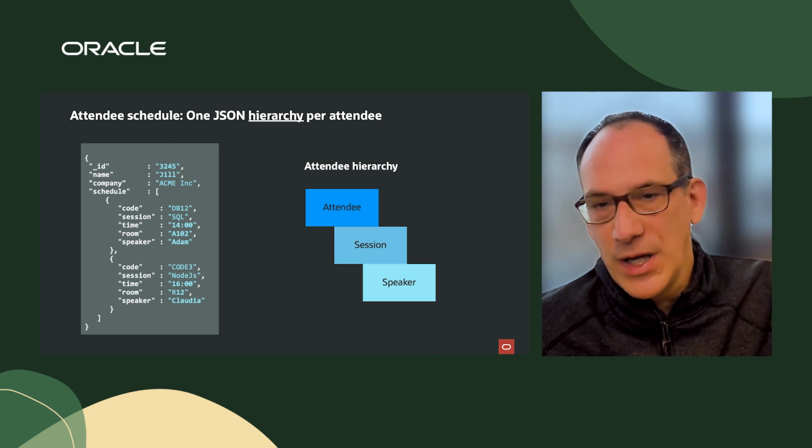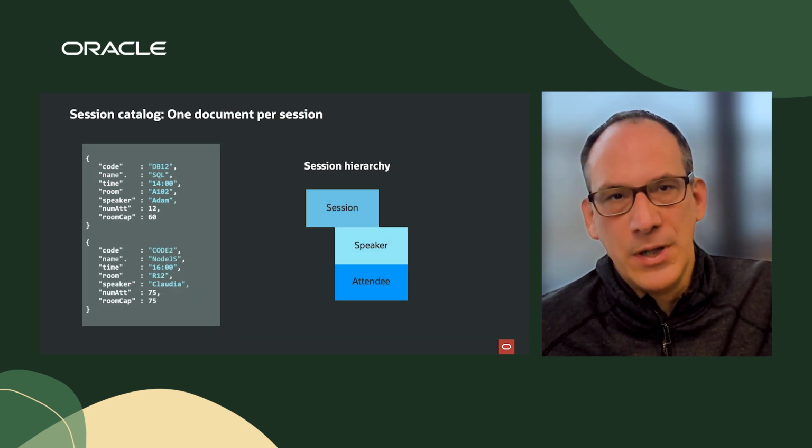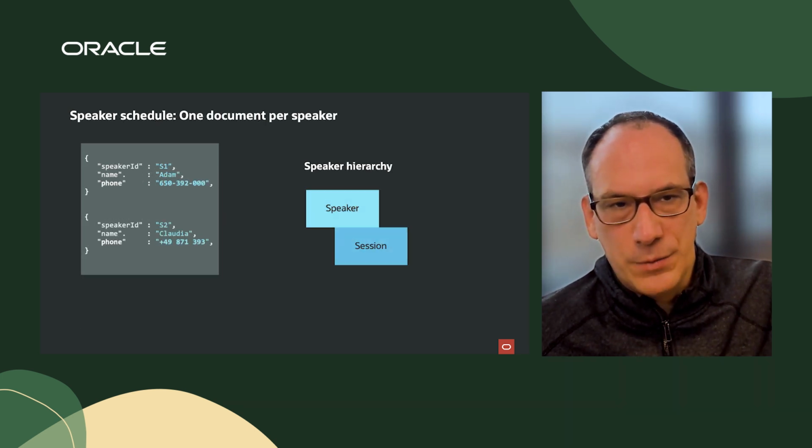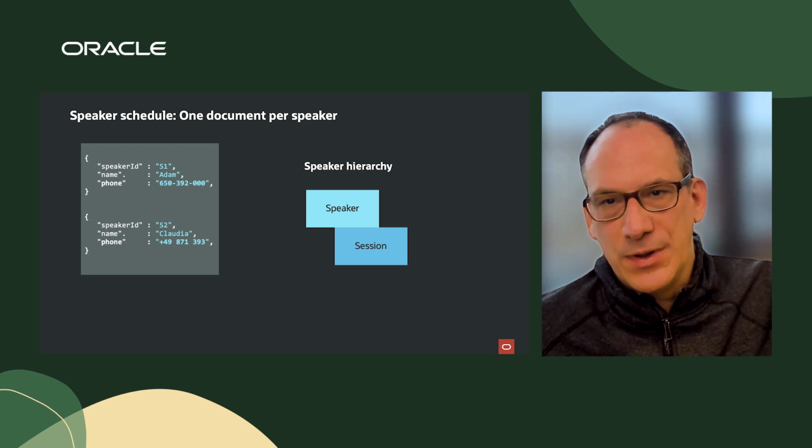But there are very likely other use cases. So for example, we want to have a session catalog. We want to show all the sessions that we're offering in our conference. And here the attendee is not the topmost entity. Instead, it's the session. So here we have a document per session, and the speaker and the attendee information is embedded inside. Or if we want to offer a schedule for a speaker, then now the speaker is the top hierarchy.